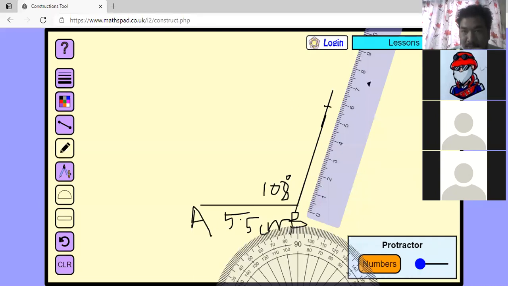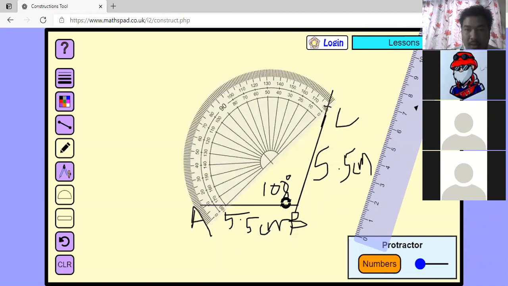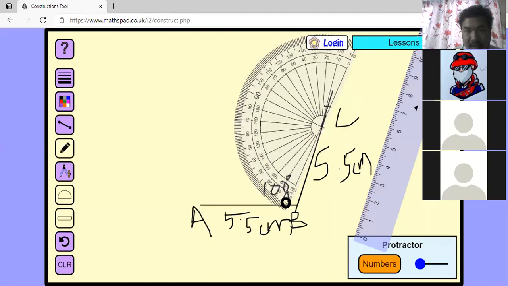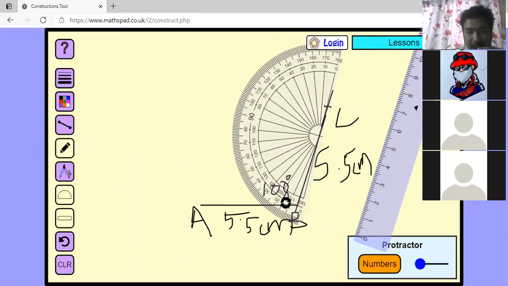And what name can we give this point? This point will be C. Write point C, and this length also became 5.5. Okay, right here 5.5 centimeter. Okay, now we have to put this protractor here again. Put the protractor there. Look here.